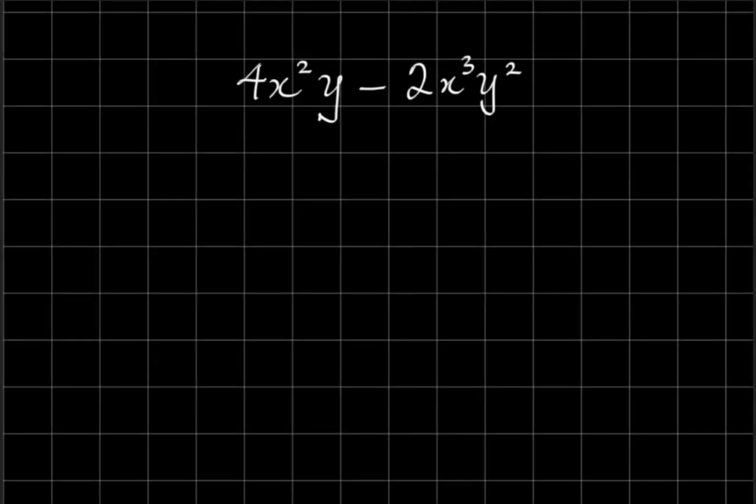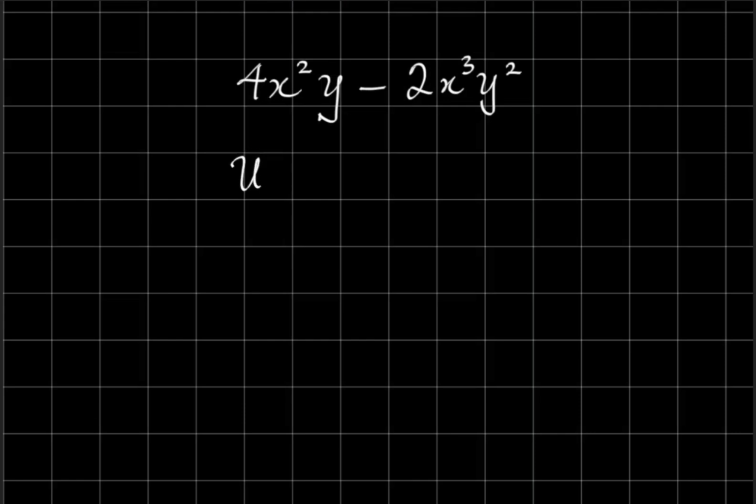In this tutorial, we shall be learning how to factorize some algebraic expressions. We are given that we should factorize 4x squared y minus 2x cubed y squared. We could just use the idea of HCF, I mean highest common factor. That is, we are going to look for the HCF of these two terms. Okay, then let's dive into this.